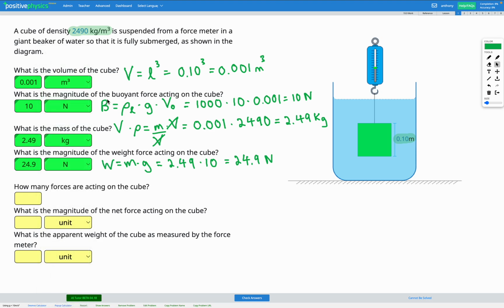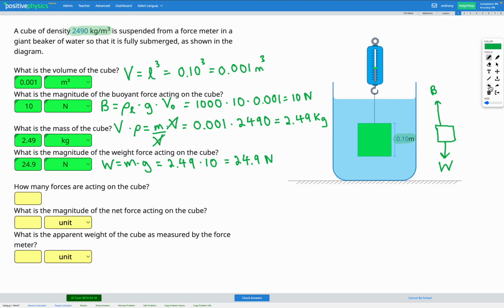Wonderful. Okay, so we've figured out the buoyant force acting on the cube. We've figured out the weight force acting on the cube. So let's go ahead and draw ourselves a free body diagram at this point. If this is our cube, we know we have a weight force acting downwards. We know we have a buoyant force, I'm going to label it B, acting upwards.